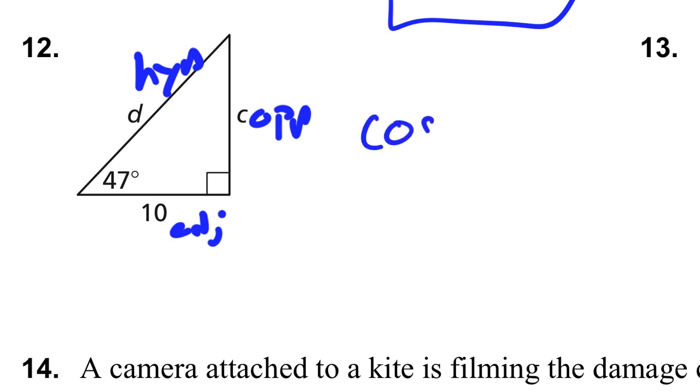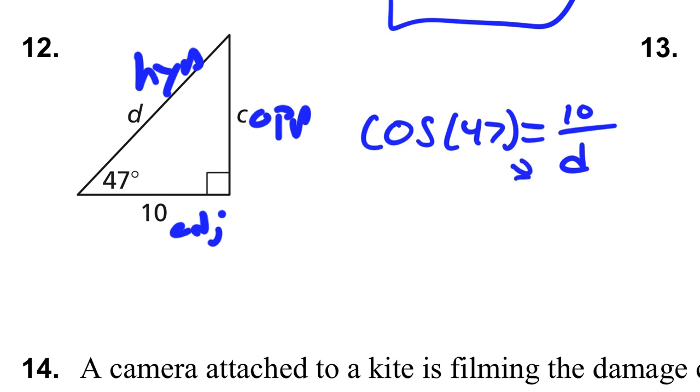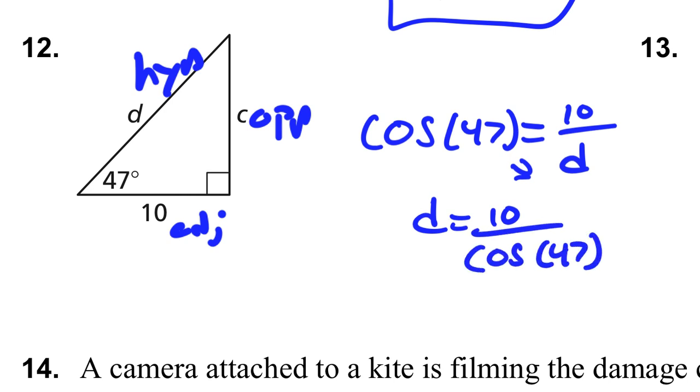So we have cosine of 47 degrees equals the adjacent, which is 10, divided by the hypotenuse, which is d. What do I do here? I now need to technically swap these. So I'm going to get d equals 10 divided by the cosine of 47 degrees, and I get d is roughly 14.7. And I can write that 14.7 here.